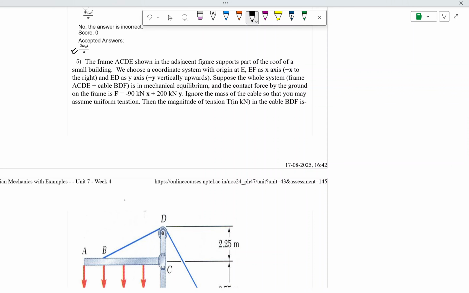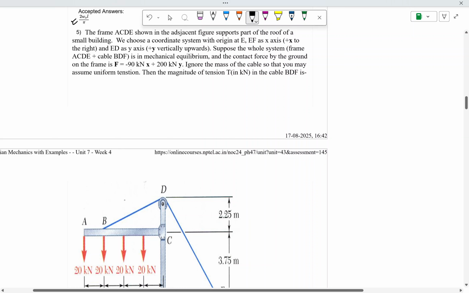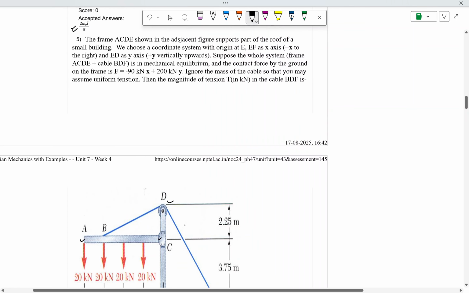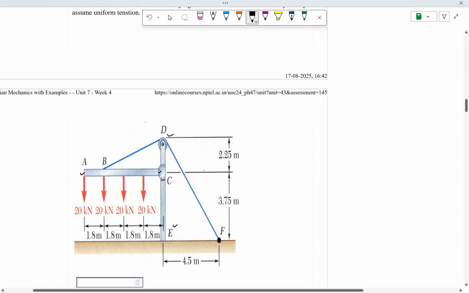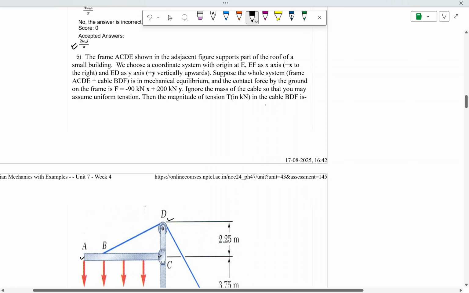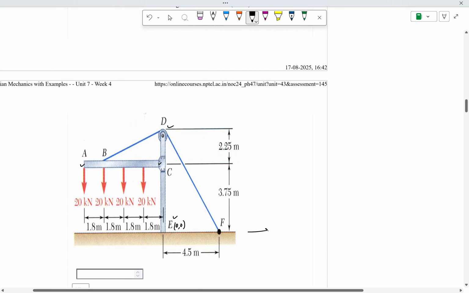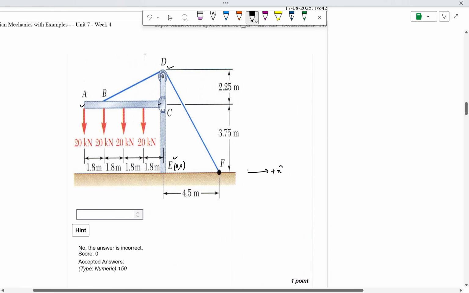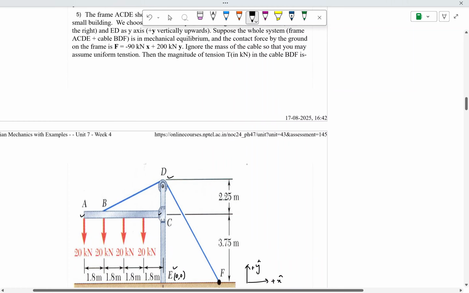Now there is this question number 5, which tells you that you have a frame ACDE in the figure. This is your frame, like a flagpole sort of thing, and it supports part of the roof of a small building. Now you choose a coordinate system with its origin at E. So E is your origin, 0, 0. And EF is your x-axis, where plus x is towards right. And ED is your y-axis, so along ED is the vertical plus y cap direction.